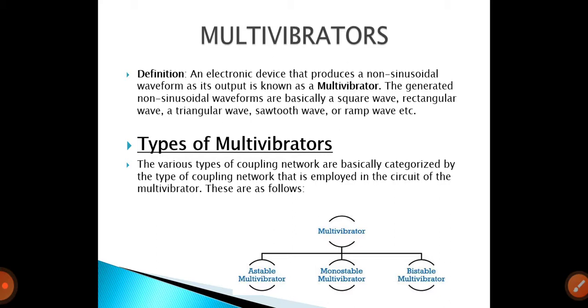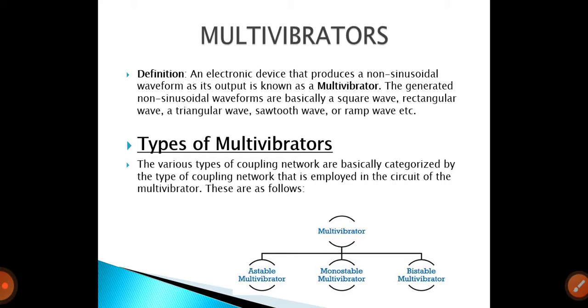Multivibrators means what? Multi means many, correct. It is an electronic device that is used to implement a variety of simple two-state devices such as relaxation oscillators, timers, and flip-flops. Here, an electronic device that produces non-sinusoidal waveforms as its output is known as a multivibrator.